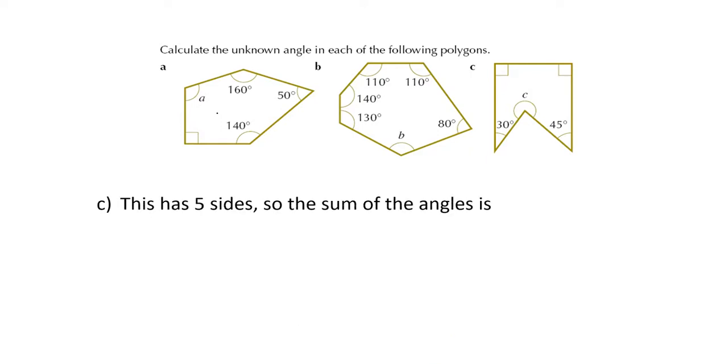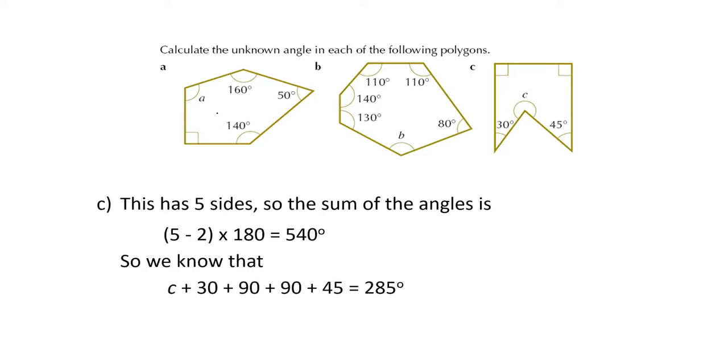For C, this is a 5-sided shape, so it's a pentagon. It would be 5 take away 2 multiplied by 180, giving me 540. I've got 4 of my angles: 30, 45 and two 90-degree angles. When added together, they give me 255. Subtracted from my sum of 540, I get C having a value of 285 degrees.